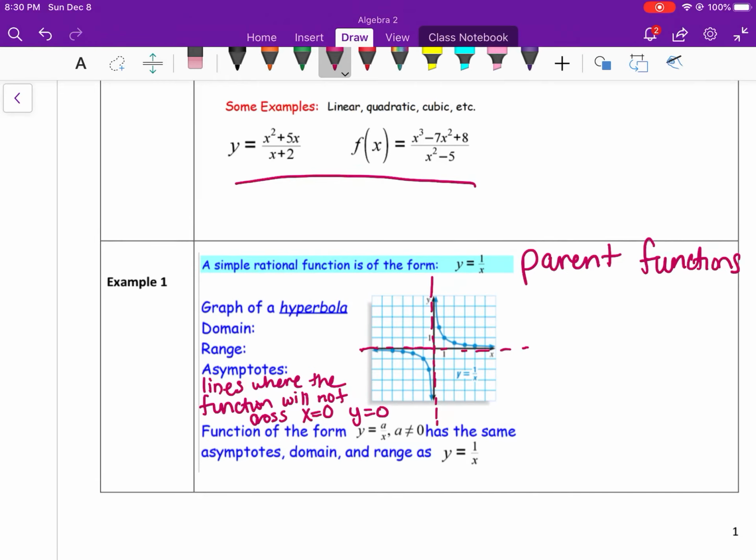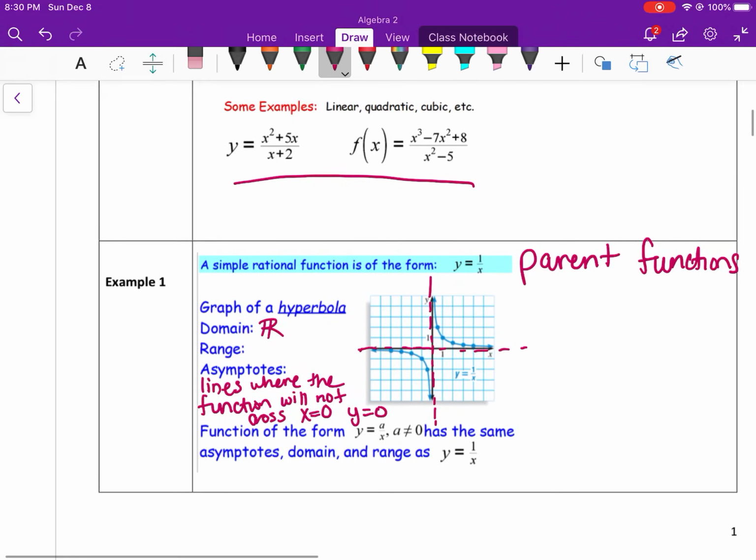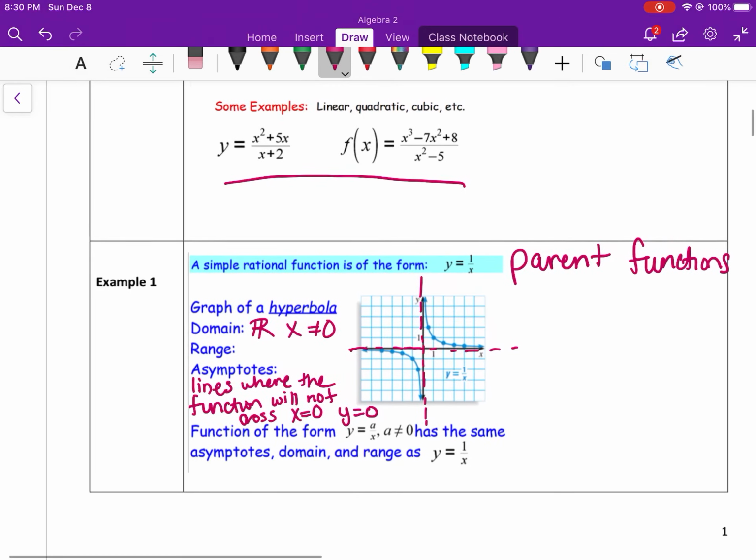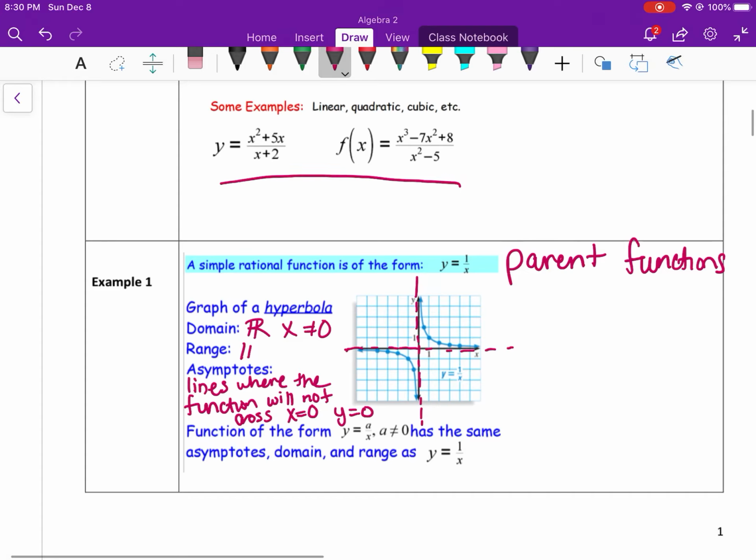So domain and range kind of go along with that. For domain, you can plug in any x that you want into this function, except you cannot have x equal to 0, because you can't divide by 0. So it's y equals 1 over x. And for range, you'll get out all real numbers for outputs, except you will never get the output of 0. 1 divided by 1,000 is a very, very small decimal. It's very close to 0, but it will never actually equal 0.